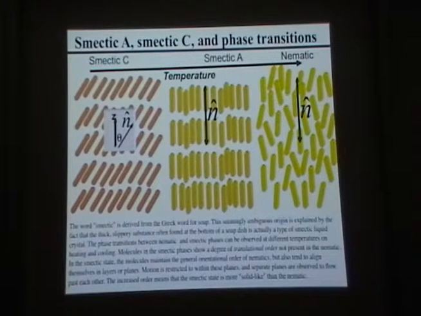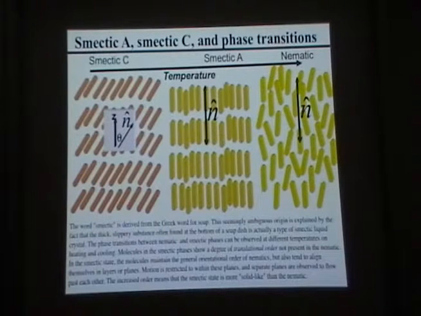But within the layers, there is no positional ordering at all, so the molecules are free to move with respect to each other. Right? So those materials can be two-dimensional fluids, but one-dimensional crystals. Right?